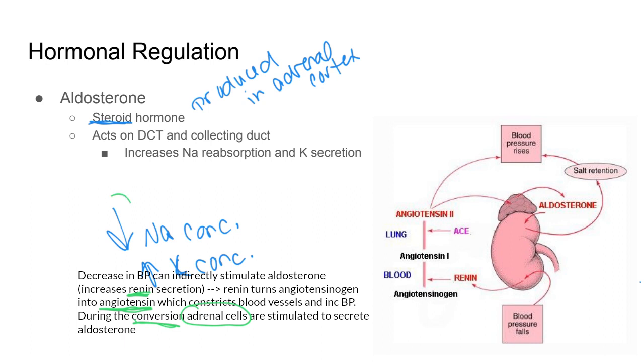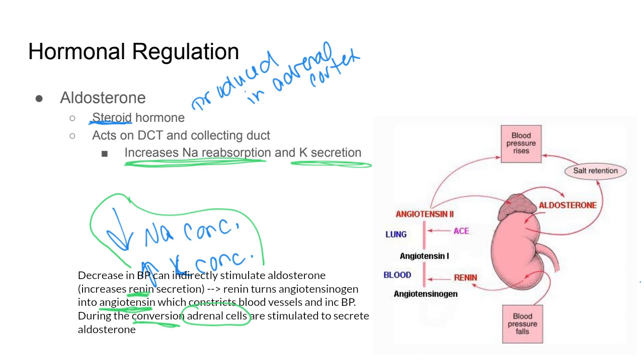Aldosterone, again, remember, was also secreted when our ion balances got off. Sodium got too low and potassium got too high. So what aldosterone will do is it will increase sodium reabsorption and potassium secretion. So it's going to act on the distal convoluted tubule and the collecting duct.